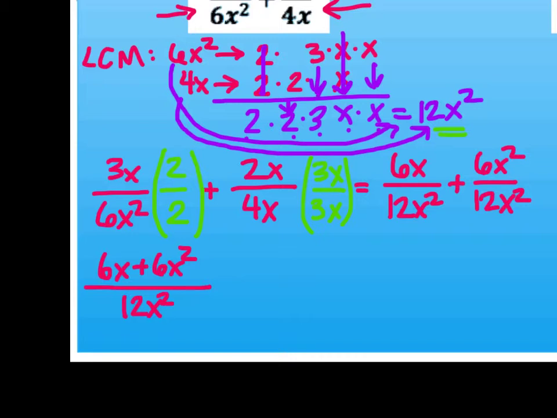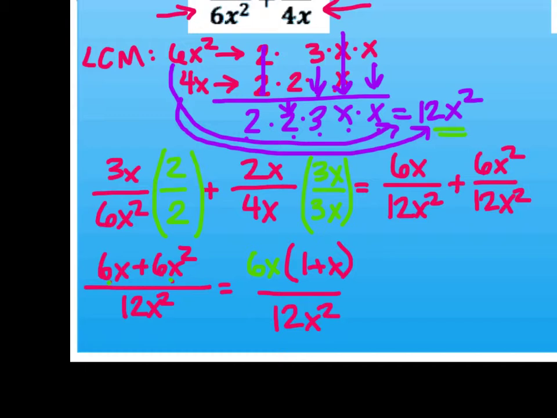From there, our last step, or our fifth step, was to do a little bit of factoring. If we notice there's a GCF in both of our terms, our GCF is going to be 6x. So we can rewrite the top part of our expression as 6x times 1 plus x, and our bottom part is 12x squared.